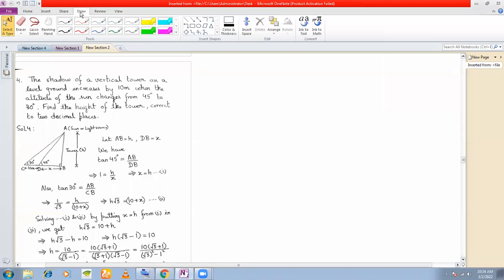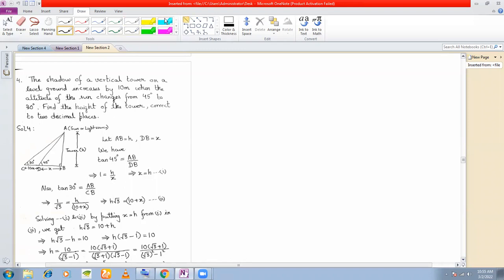So let's see what the fourth problem states. The fourth problem states here, the shadow of a vertical tower on a level ground increases by 10 meters when the altitude of the sun changes from 45 degrees to 30 degrees. Find the height of the tower correct to 2 decimal places.